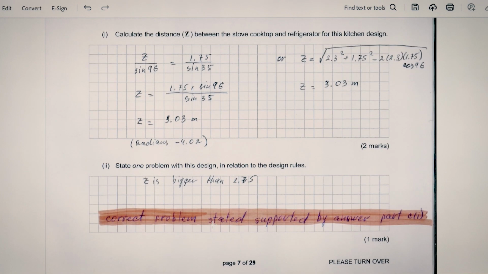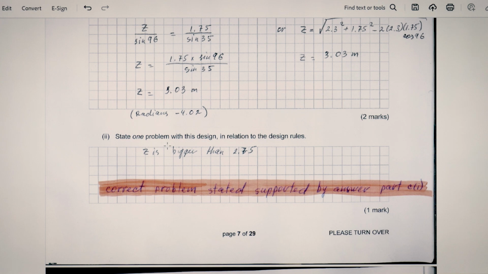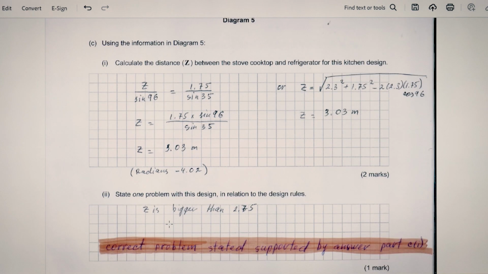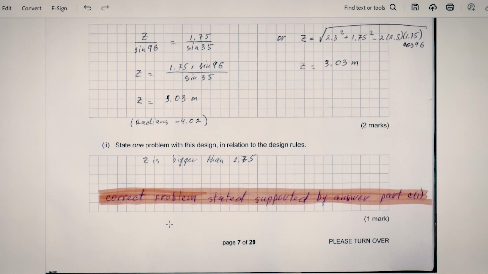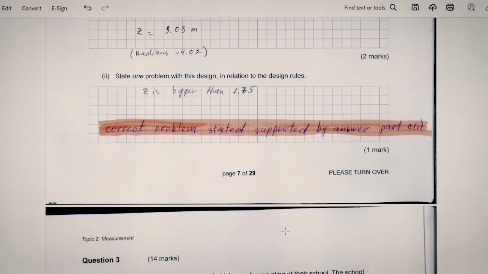And then the question states one problem with the design in relation to the design rules. In our case, the Z size is bigger than 2.75. But again, normally we were looking at what answers they got, okay? And if they did something incorrect and both rules are satisfied, we put this mark there as well, okay? So that's question 2. All good? No questions? No?